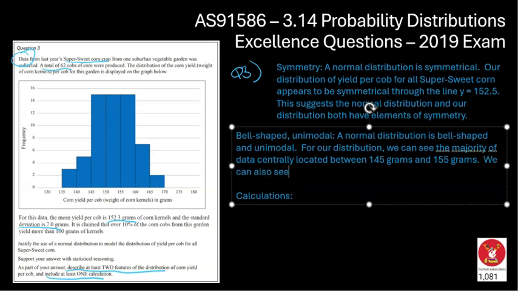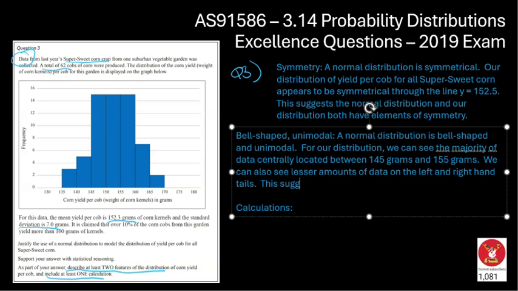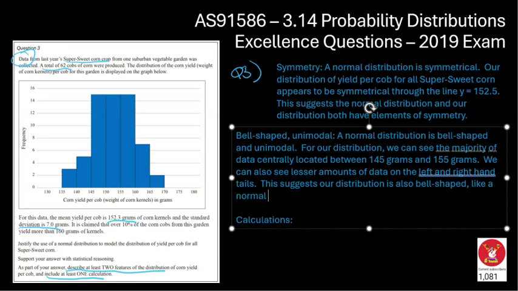We can also see lesser amounts of data on the left and right hand tails. This suggests our distribution is also bell-shaped. Bell-shaped, and I'm going to say like a normal distribution. Okay, so I've done the bell-shaped part.